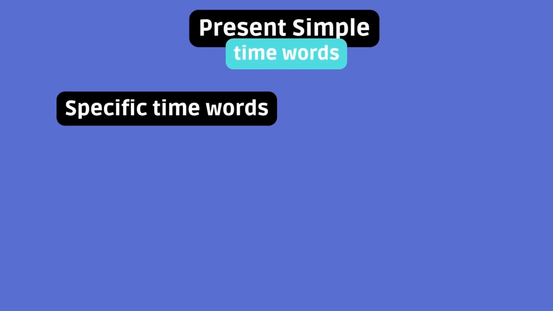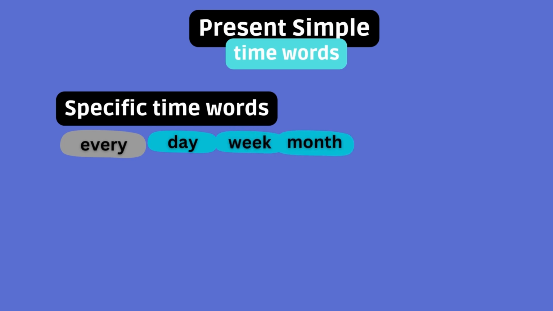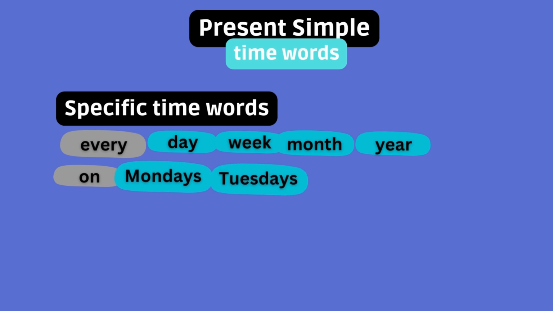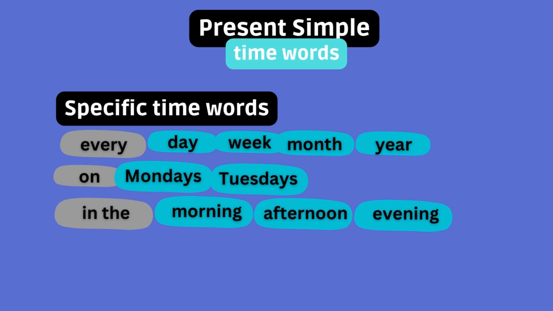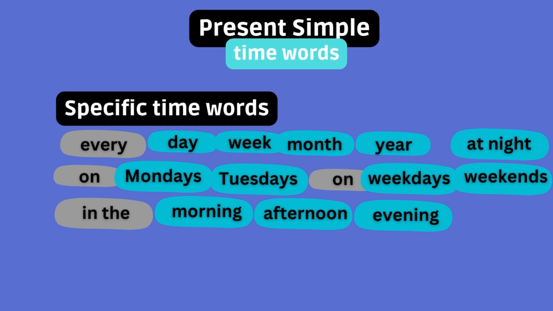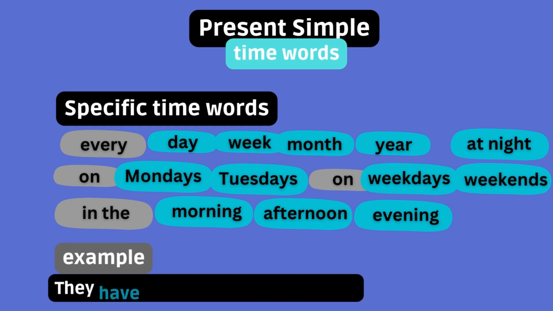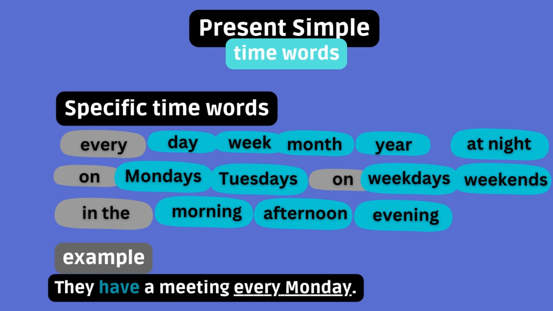Specific time words. Every day, week, month, year, on Mondays, Tuesdays, and so on, in the morning, afternoon, evening, at night, on weekdays, weekends. Example, they have a meeting every Monday.